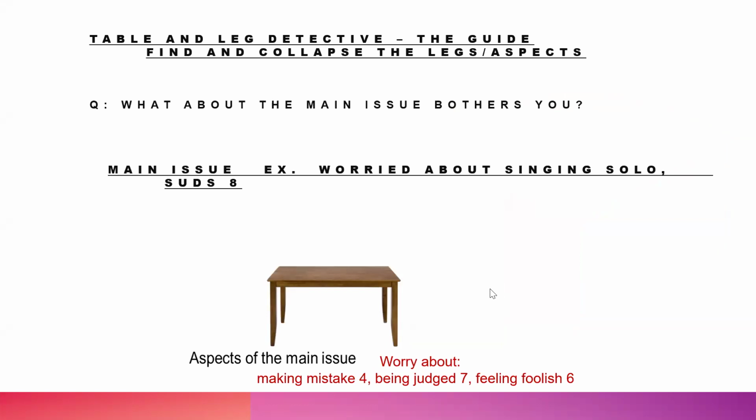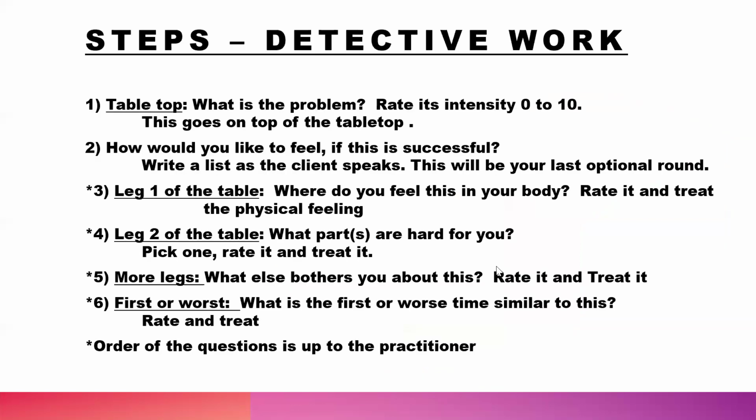So here's an example. Let's say that my demo is worried about singing by herself. That may be on top of the table. Underneath that, she may worry about making mistakes, being judged, feeling foolish, and I would knock each of those down by themselves. Some questions that you may ask is, what is the main problem?